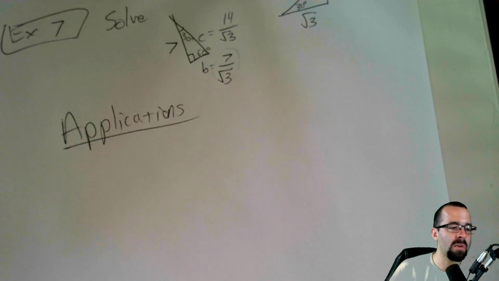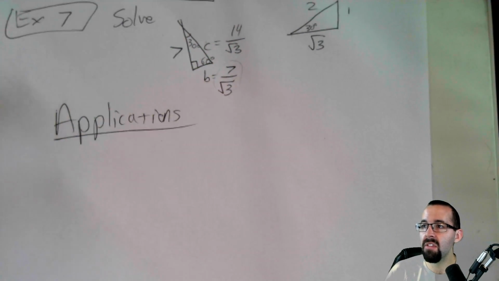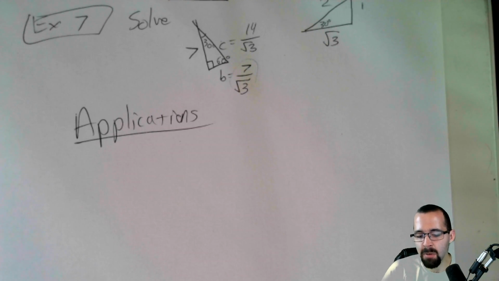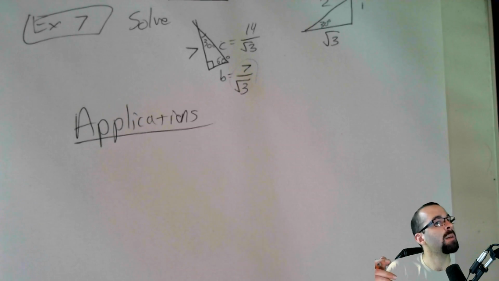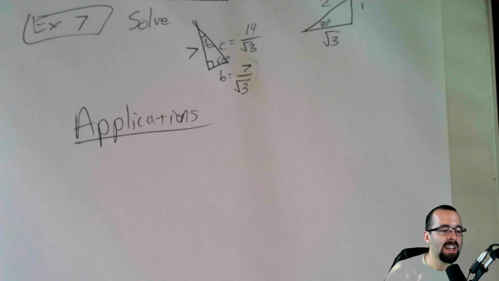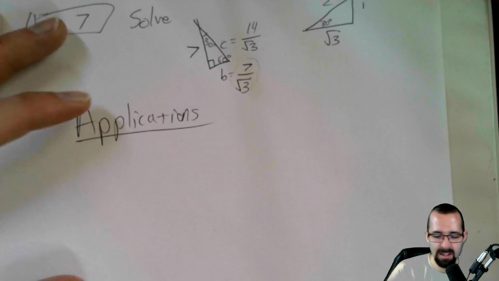The most important thing, I'm going to say this a lot, the most important thing when you're doing an application is to get a good picture. Sometimes the problem will give you a picture. Sometimes the problem will not give you a picture. If you don't have one, draw a picture. In everything for this class, if you can draw a picture, first off, partial credit. Second off, it can help you get prepared.